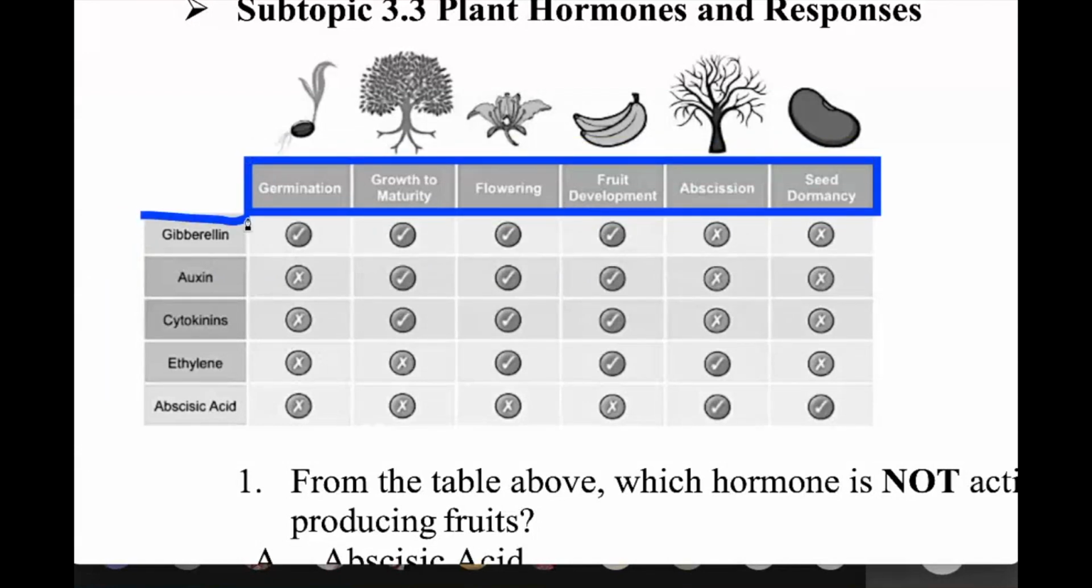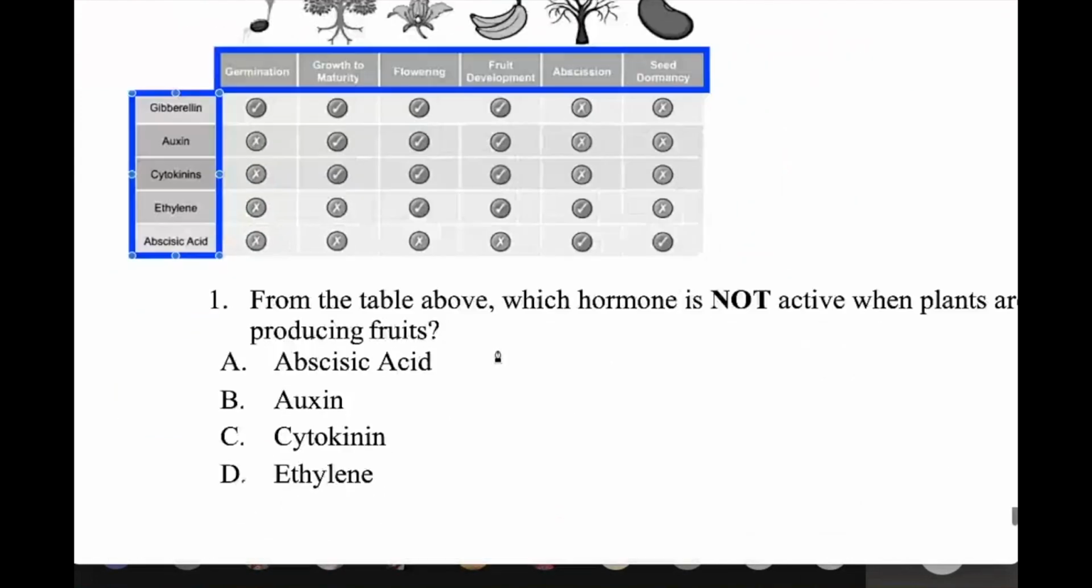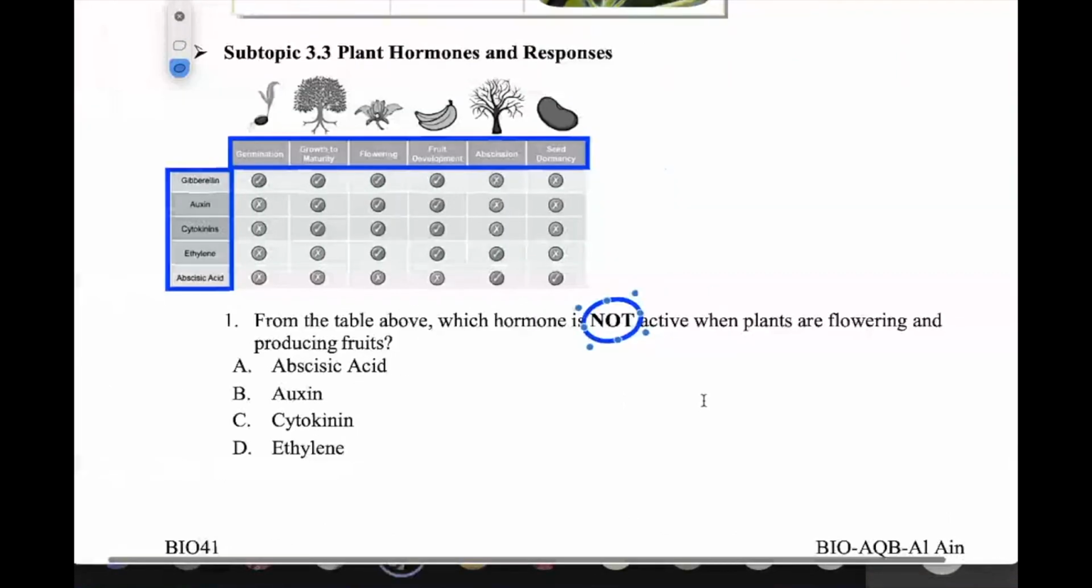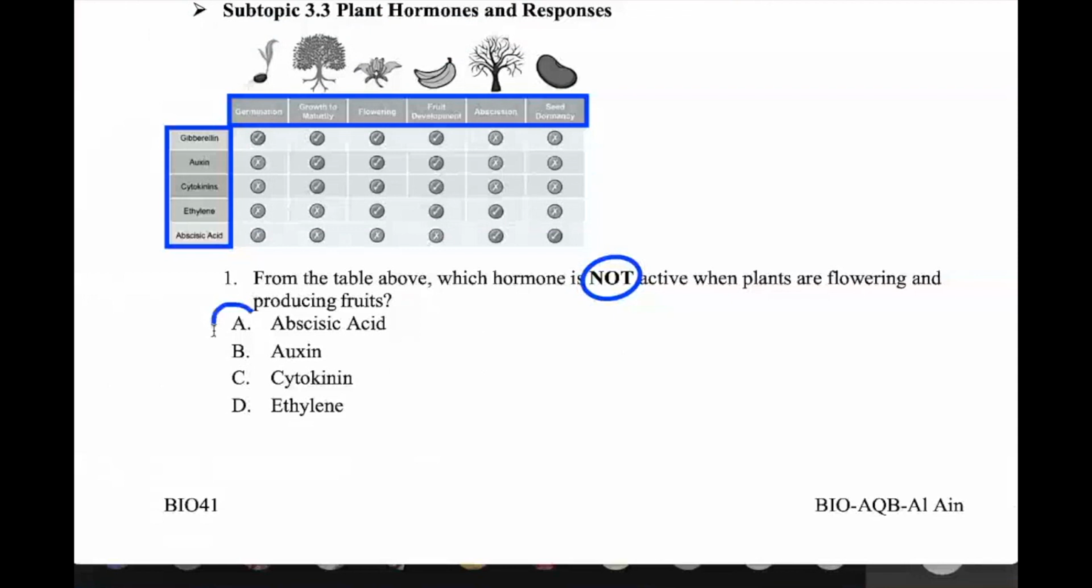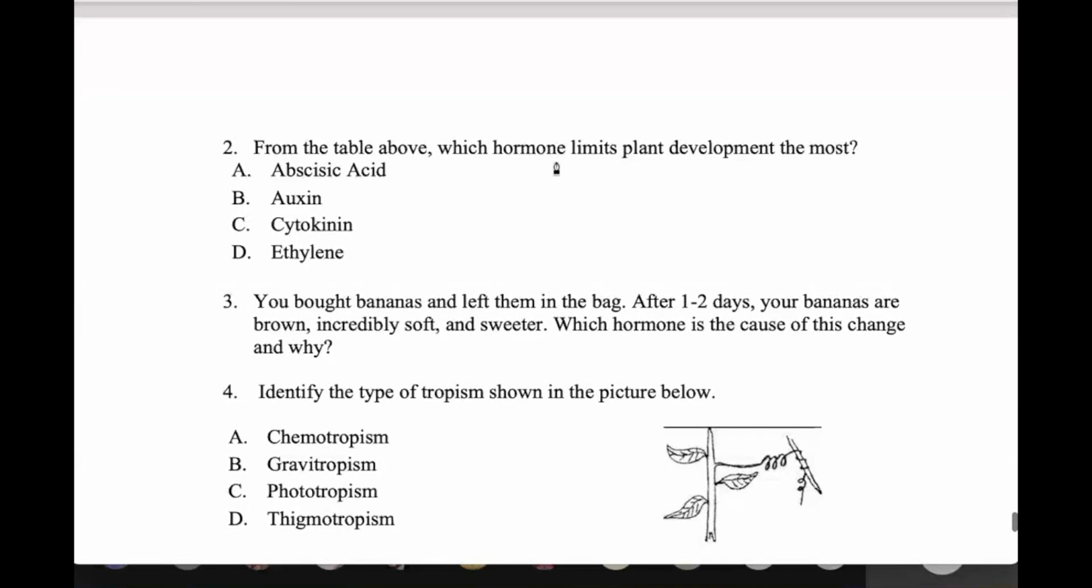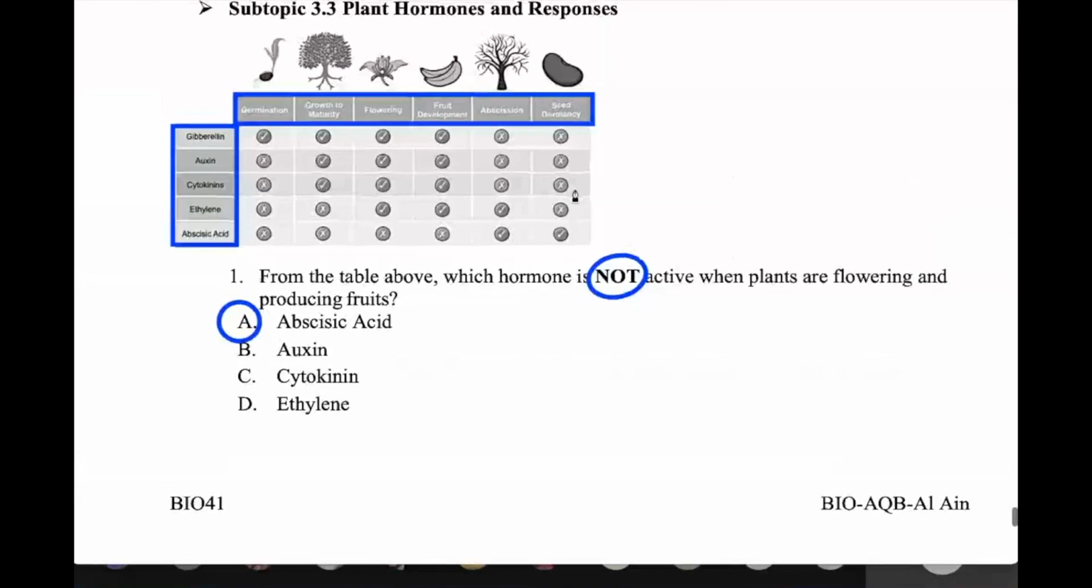Okay. So you have to make sure that you understand the hormone and you understand its function. From the table above, which hormone is not active? This is very important, boys, to focus. Abscisic acid. Yes, very good. If I say that from the table above, which hormone is most active? How will you get it? The one that has the most correct. Yes, very good. From the table above, which hormone limits the plant growth development the most?